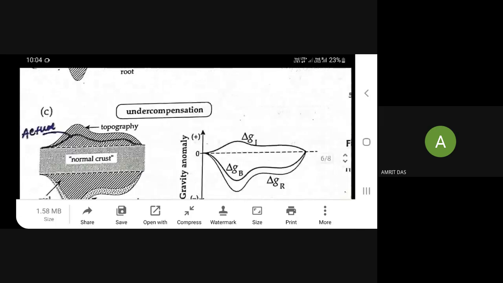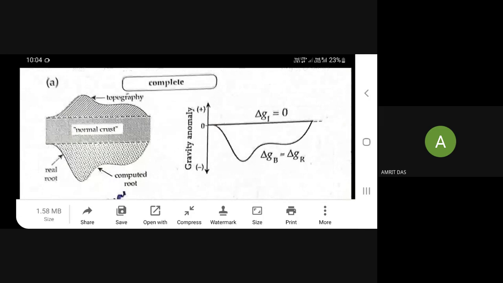In the first figure you get complete isostatic compensation, and that means whatever topography you see above the sea level has the same mass deficit in the root. Okay, as I told you, the isostatic gravity anomaly is the difference between the Bouguer gravity anomaly minus the computed gravity anomaly because of your root zone. So here both of the anomalies are the same. Whatever you see in the topography, there is a computed anomaly according to that, and it is also the same deficit. Basically there is no below or upper.